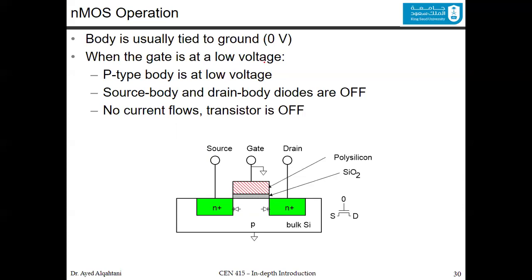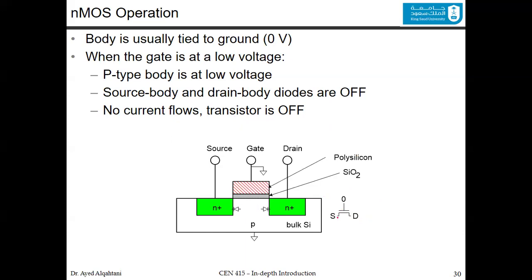When the gate is at low voltage, or logic 0, the P-type body is at low voltage as well. So the source-body and the drain-body diodes are off. These diodes that were created by the PN junction, both of them will be off. Because of this, you don't have any current that flows through the channel, and the transistor is off. You can look at it by the symbol. This is the symbol of the NMOS transistor.